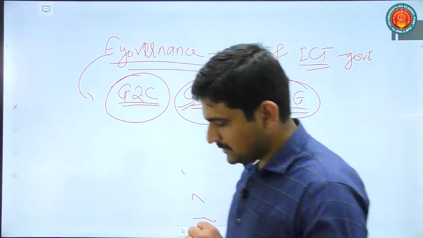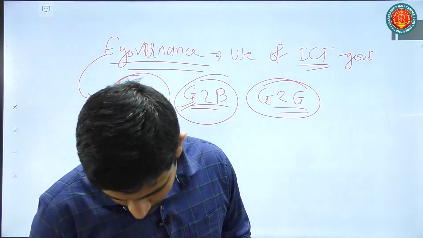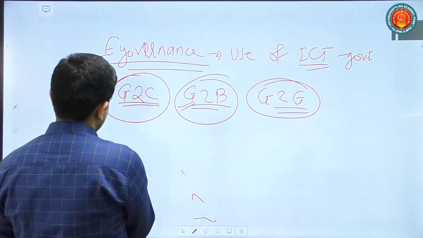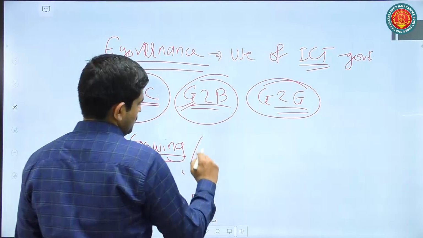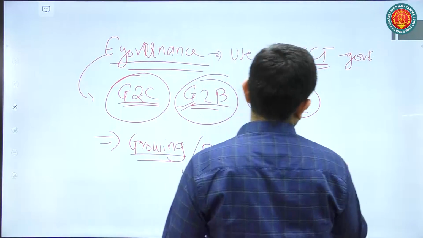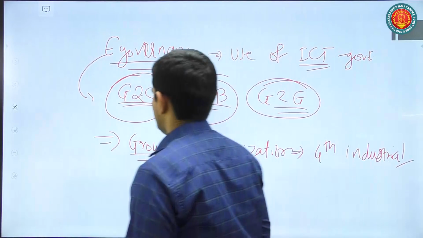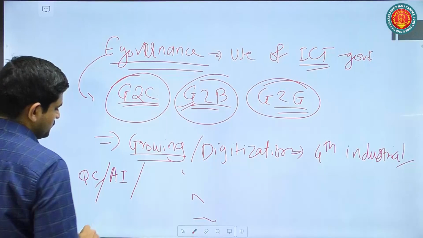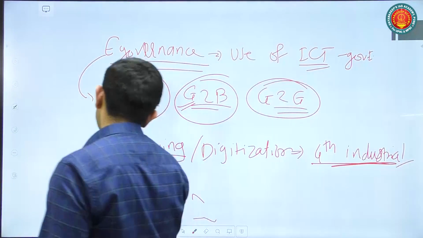Now we will see how e-governance is important in addressing the growing era of digitization. With respect to the growing era of digitization, with respect to the whole world, you can talk about the upcoming fourth industrial revolution. Then you can also talk about new technologies like quantum computing, artificial intelligence, etc. These are emerging technologies that will also decide the future of our generations to come.